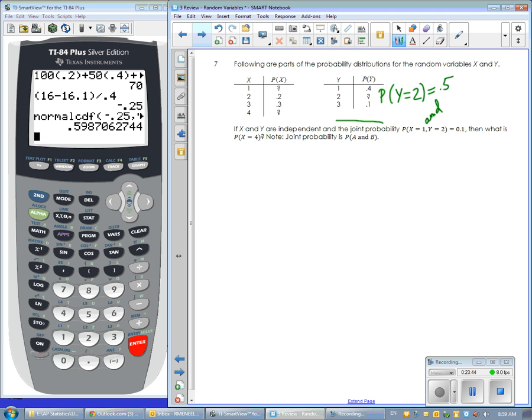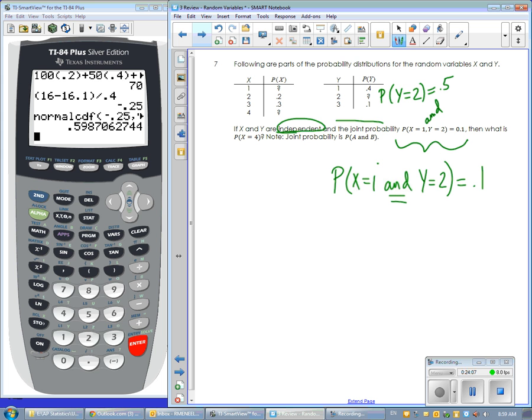So the probability that y equals 2 must be 0.5. I can't really narrow down anything with x because I have two things that are missing. So now I'm going to use this piece of information. I'm told that the probability that x equals 1 and y equals 2 is equal to 0.1. Now we're told that they're independent. So you have to remember your probability rule here.